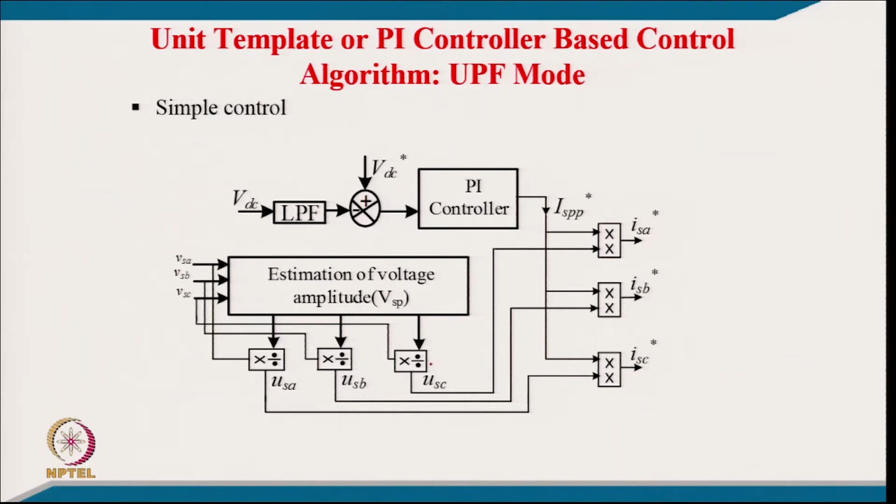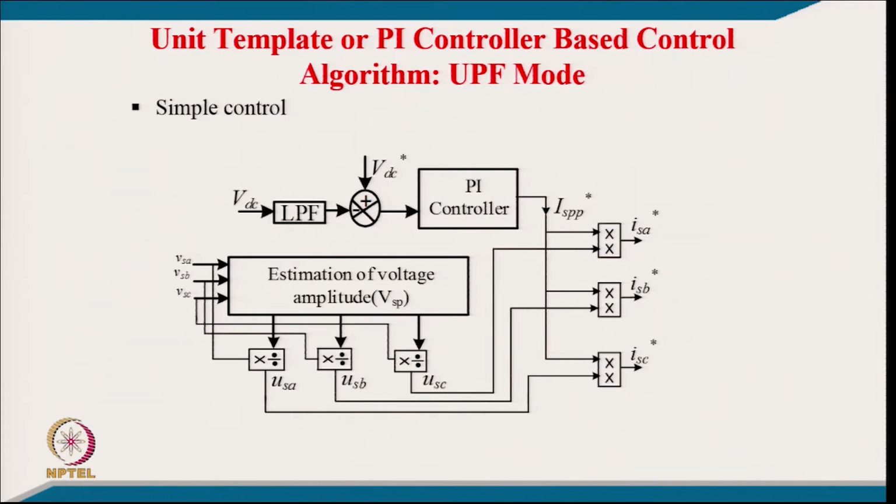These USA, USB, USC are the templates in phase with the phase voltage, keep in mind, and they are of unity amplitude, because it is just like sin omega t, sin omega t minus 120, sin omega t plus 120. So, we got the phase of the supply voltage. Now, we multiply these templates with the amplitude of the current, and we get the reference current for the supply, because these reference currents are in phase with the voltage.